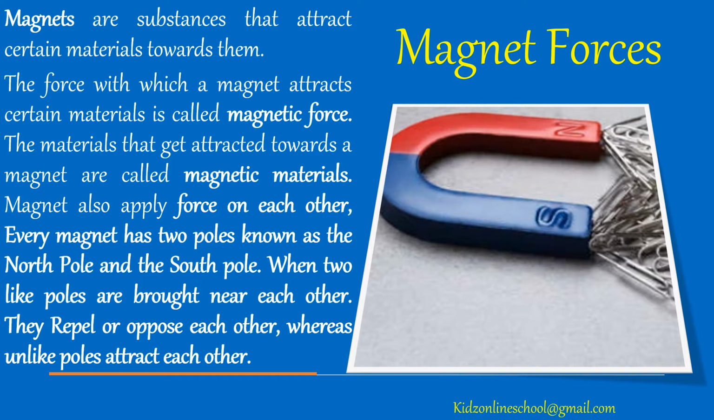Every magnet has two poles known as the North Pole and the South Pole. When two like poles are brought near each other, they repel or oppose each other, whereas unlike poles attract each other.